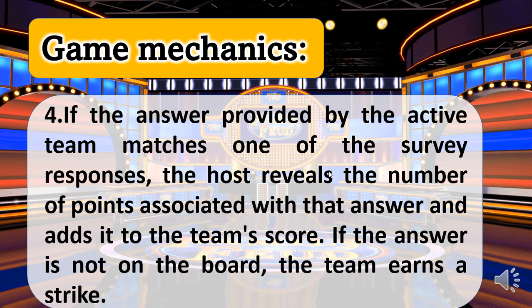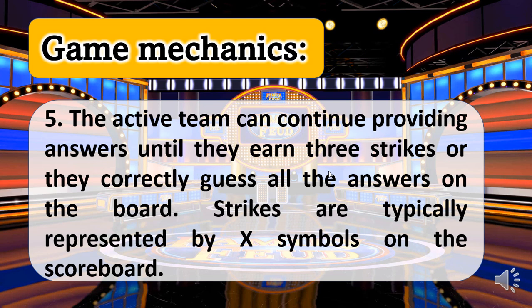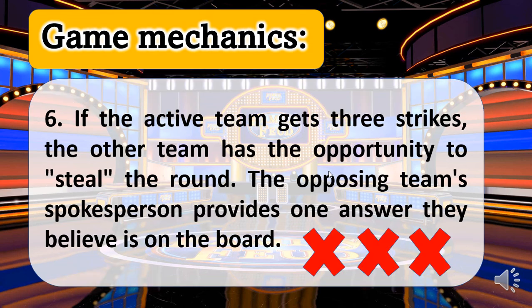If the answer provided by the active team matches one of the survey responses, the host reveals the number of points associated with that answer and adds it to the team score. If the answer is not on the board, the team earns a strike. The active team can continue providing answers until they earn 3 strikes or they correctly guess all the possible answers on the board. Strikes are typically represented by X symbols on the scoreboard.